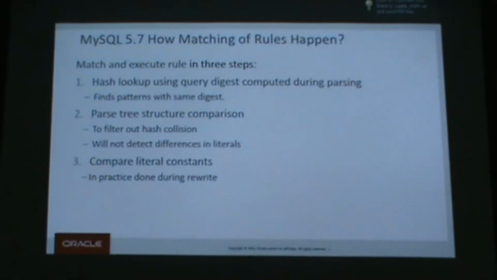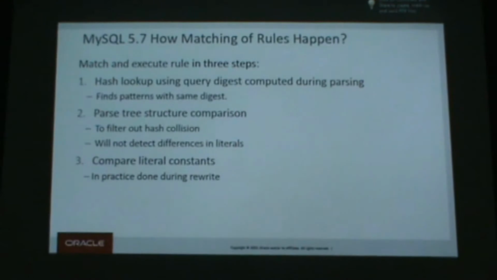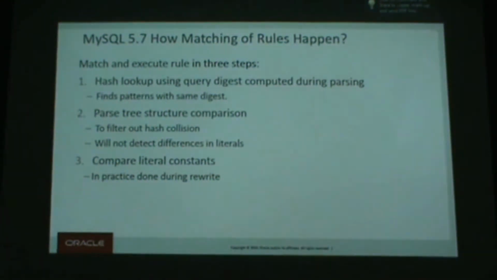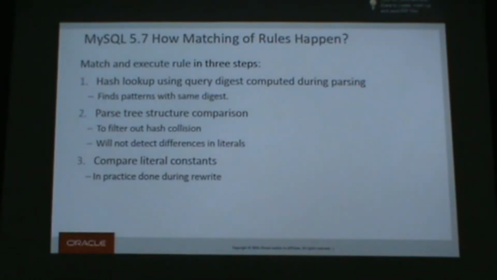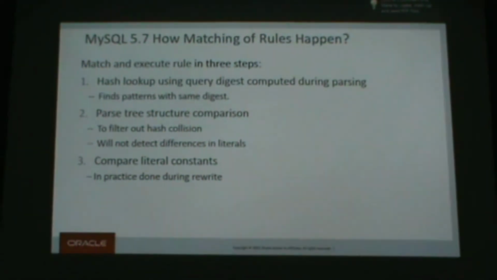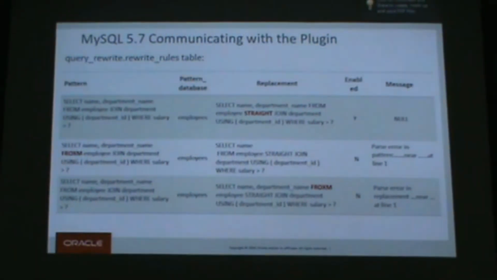So how does the matching of rules happen? There is a query digest that is used, and for every query there is going to be a hash lookup. If the hash value matches, then you pick up that particular pattern, and if there are hash collisions, then you compare the parse tree structure. If the parse tree structure is the same, then you finally compare the literal constants, and based on that the plugin will tell you whether it is being replaced or not.